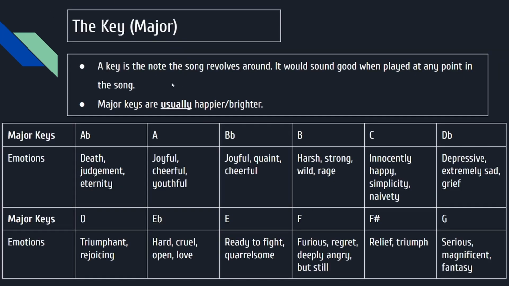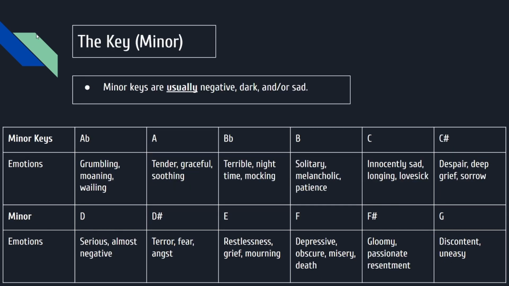So keys are very important, probably the most important in how music affects emotion, because the song revolves around that one key. Major keys are usually happier or brighter, and as you can see from these emotions, some of them aren't. It's not always that way, but most of the time. But the minor keys, most of these are sad.